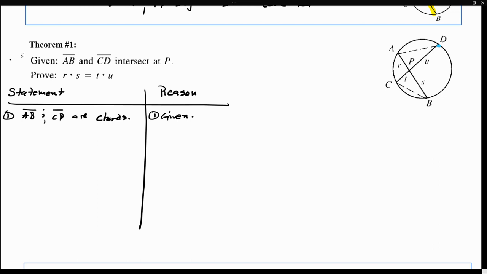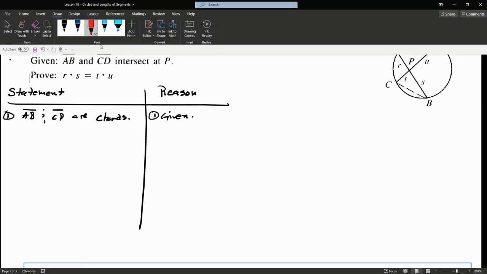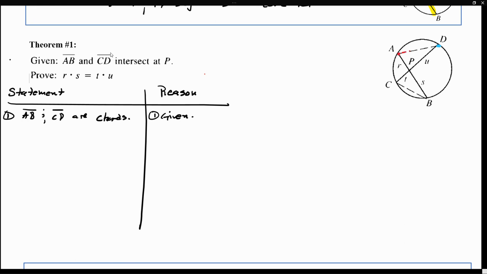But before we go any further, I want to introduce two auxiliary lines. I want to introduce the auxiliary line AD, and also the auxiliary line CB. Oops, this is not given, but these are just auxiliary lines. And why is it that I want to introduce them? Because now notice that I can think of this as if we had two triangles.